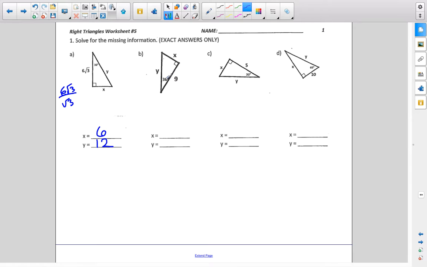Okay, B is a little bit different. I'm looking for the short. That means I have the long leg, that's the 9. So in order to go back to the short, I have to take that 9, divide by the square root of 3. And remember, when I multiply top and bottom by square root of 3, I'll get 9 root 3 over 3. And 9 over 3 can be simplified to 3, so I get 3 root 3 as my final answer for x. So if the short leg is 3 root 3, the hypotenuse, y, is twice as much, 6 root 3.